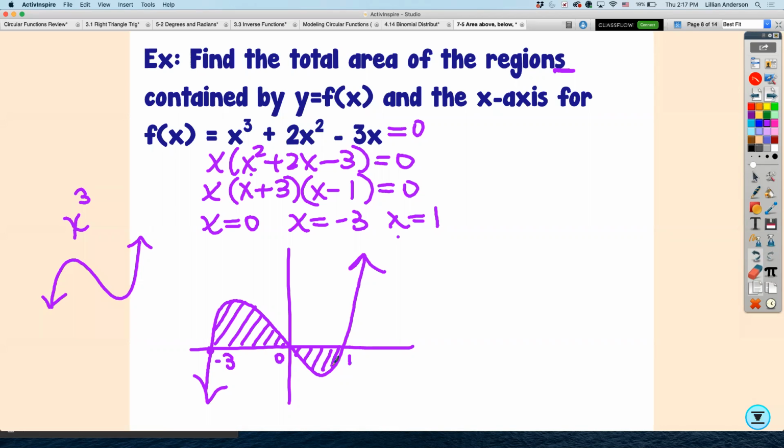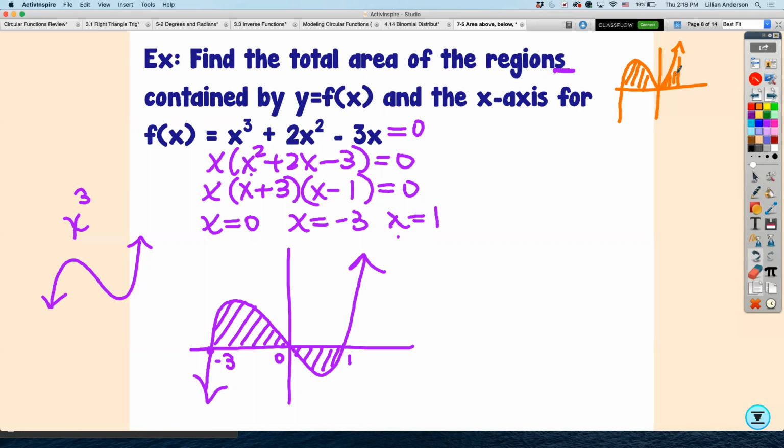Exactly. So if it didn't cross, then we would do it together. Let's say your curve did something like this. Then everything's above the x-axis, so it's not going to change the area at all. So you can go straight through as long as it doesn't dip.